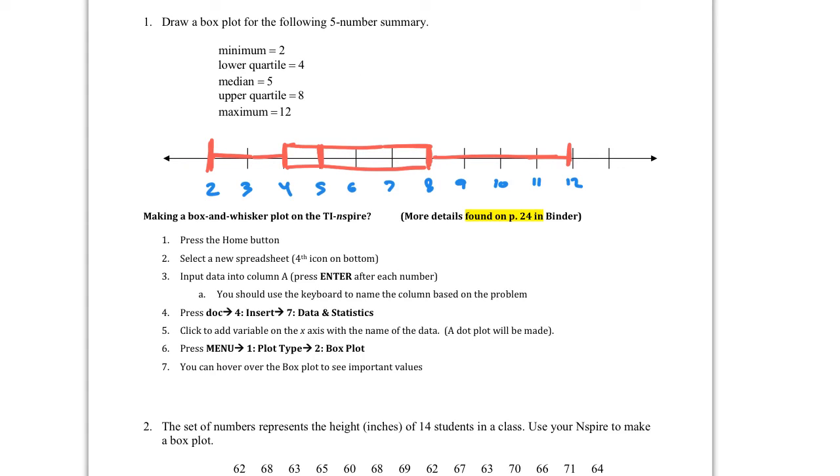All right, your box and whisker plot should look something like this. Make sure you labeled the tick marks. And right below it, we have our directions for making a box and whisker plot on the TI Inspire, which we will do together in class tomorrow.